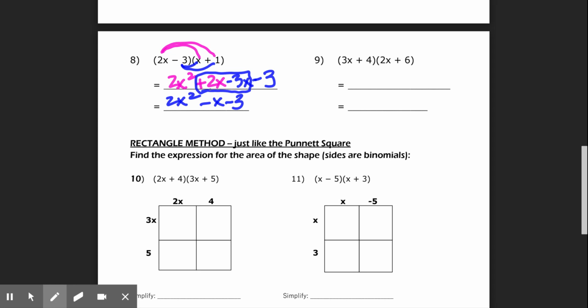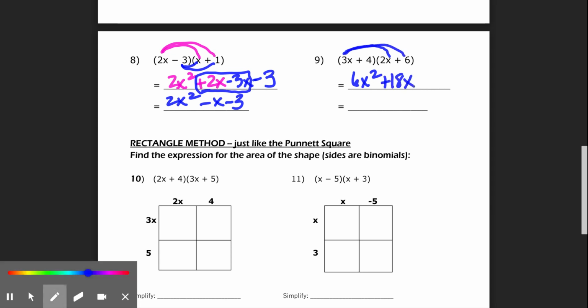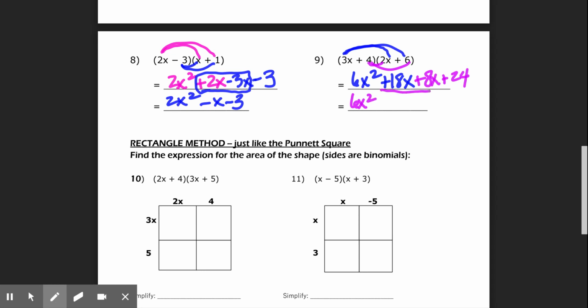All right, number 9. You have a leading coefficient on both terms here for the first term. So 3x times 2x: 3 times 2 is 6, x times x is x squared. Then 3x times 6 is 18x. And then 4 times 2x is 8x, and 4 times 6 is 24. So we have 6x squared, and then 18x and 8x is 26x, plus 24.